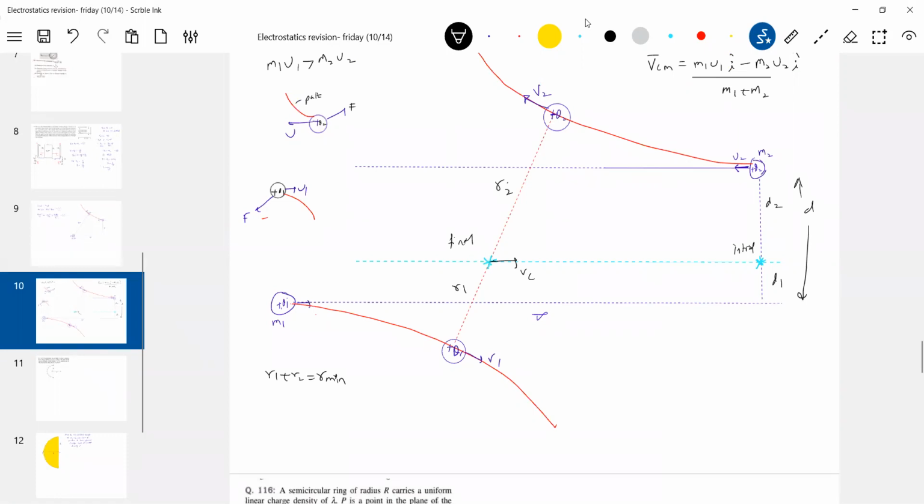So conservation of mechanical energy: m1 u1 squared by 2 plus m2 u2 squared by 2 should be equal to m1 v1 squared by 2 plus m2 v2 squared by 2 plus k q1 q2 by r minimum. Initially there's no interaction potential. Okay, this is v1, v2 and r minimum. This is the one thing.